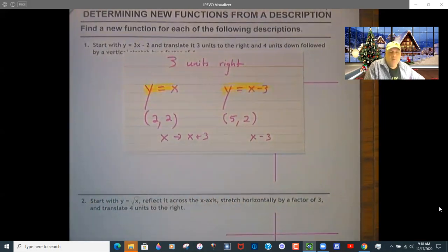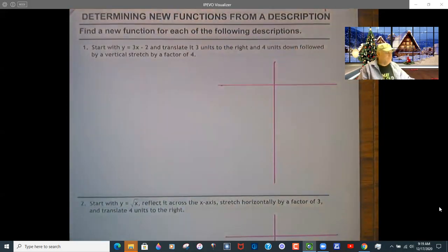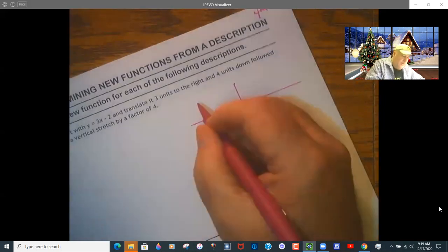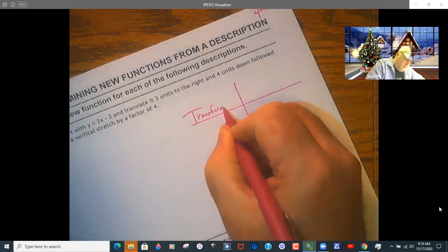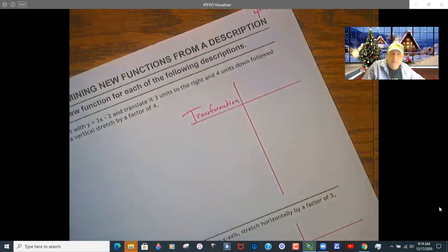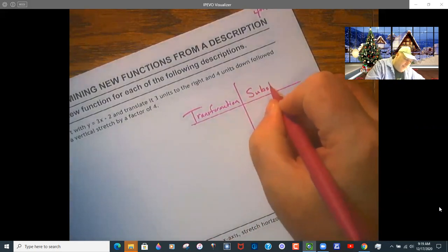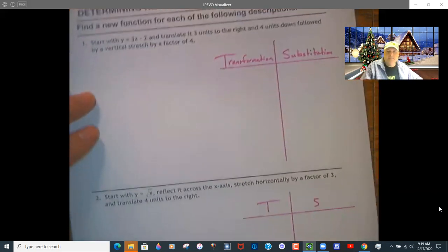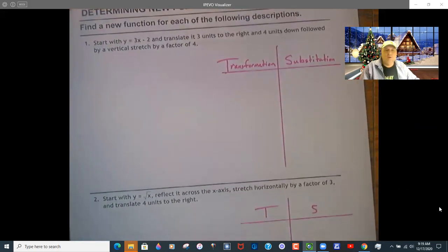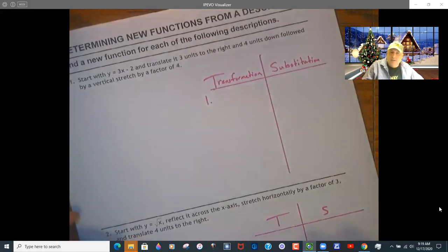And this is going to be the whole idea with these t-tables, is that we are going to write down what I call the transformation on one side. Now, you don't need to write that word out every time. You can just put T, but write it out once so you know. And then you can just do that. All right, so transformation from the problem, and then what the substitution would be.